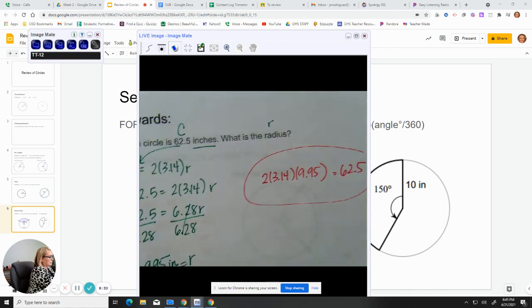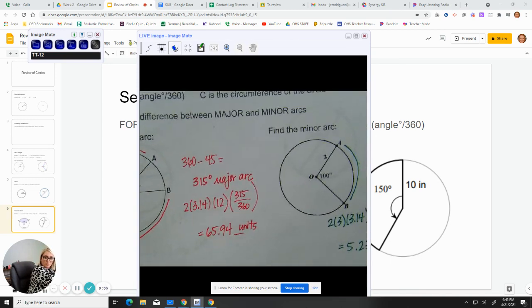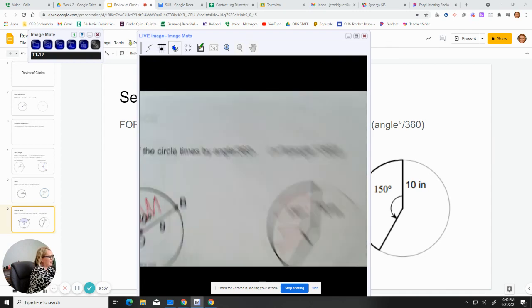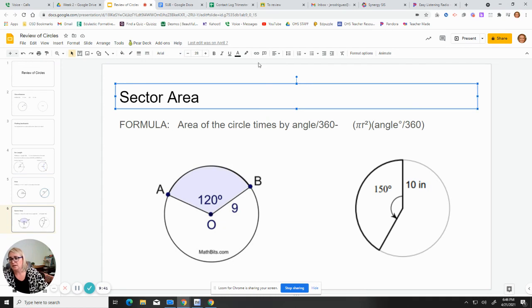So this tells you that you need to be able to find the circumference with a radius or diameter, an arc length, or work backwards, an arc length with a major or a minor arc, area, and then sector area. That is what you're going to be seeing on this Unit 12 proficiency.